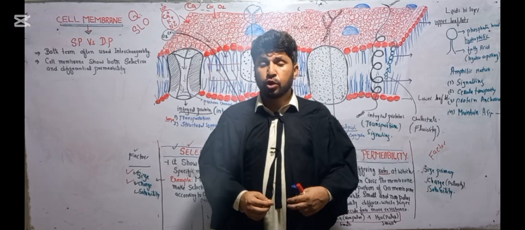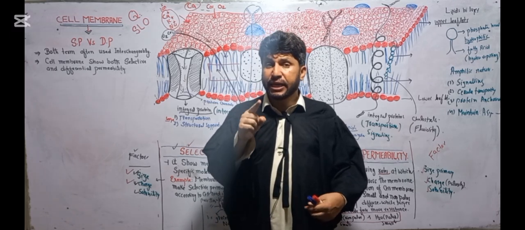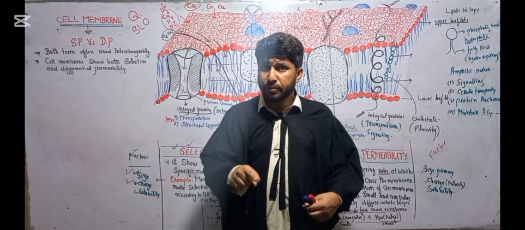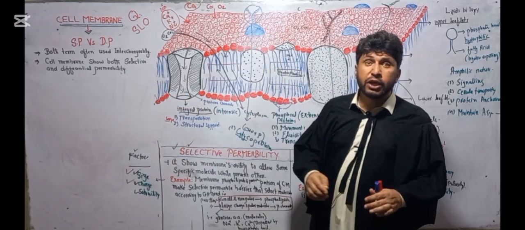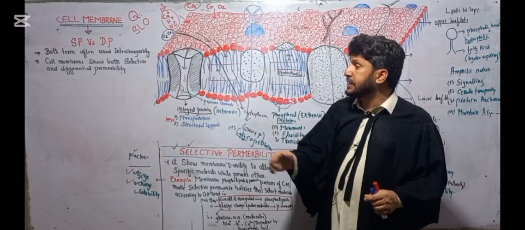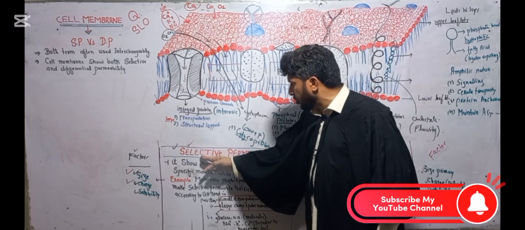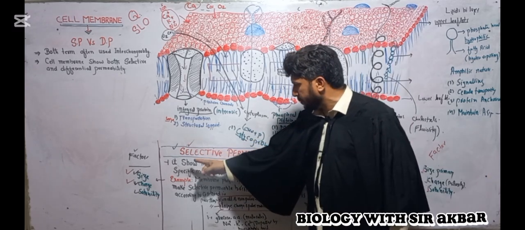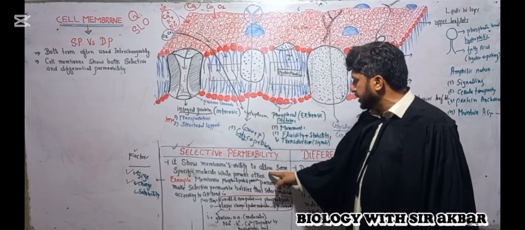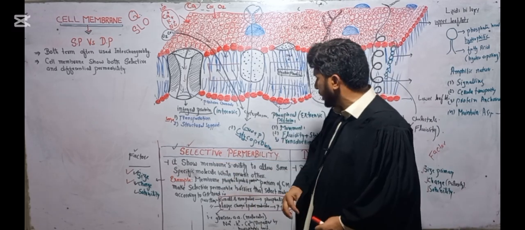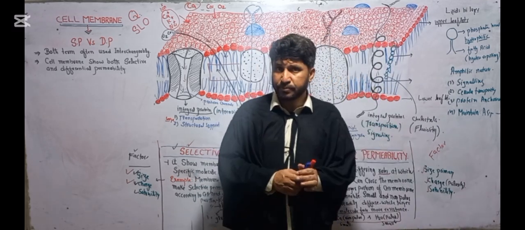As we know, the cell membrane is also called a selectively permeable membrane or differentially permeable membrane. Today we will discuss an SLO type of question about the cell membrane, that is, how the cell membrane shows both selective permeability as well as differential permeability. First of all, look at the definition of selective permeability. It is the membrane's ability to allow some specific molecules while preventing others.